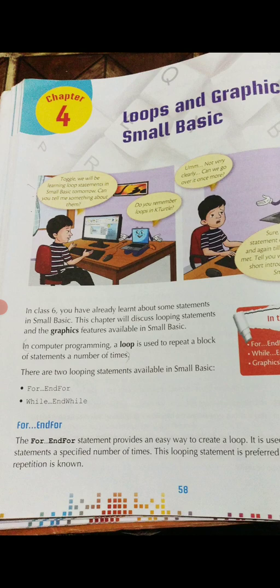So students, what do you mean by loop? According to your computer language, a loop means the block of statements that is going to be repeated a number of times. Clear? Then, there are two looping statements available in Small Basic. The first one is For and the second one is While. So how many types of looping statements are you getting here? Two: one is For and another is While.